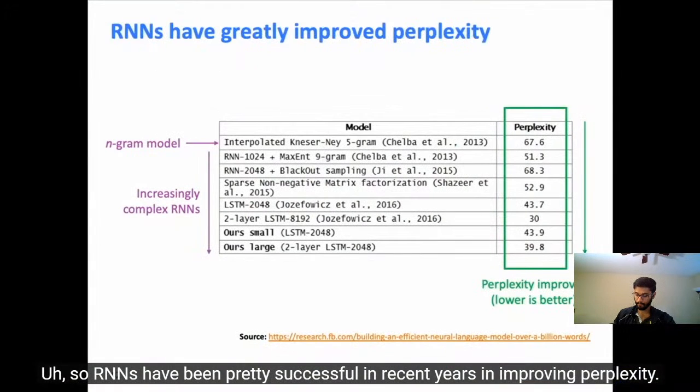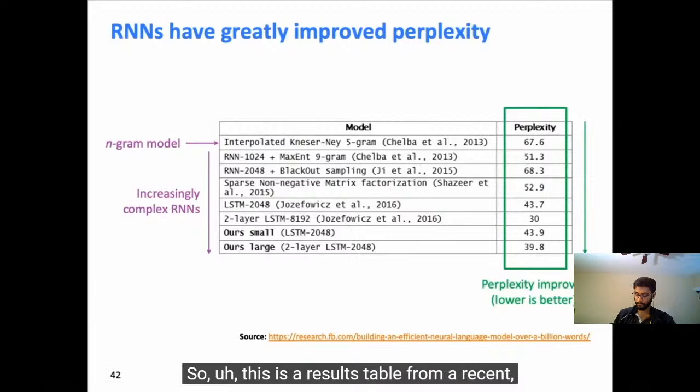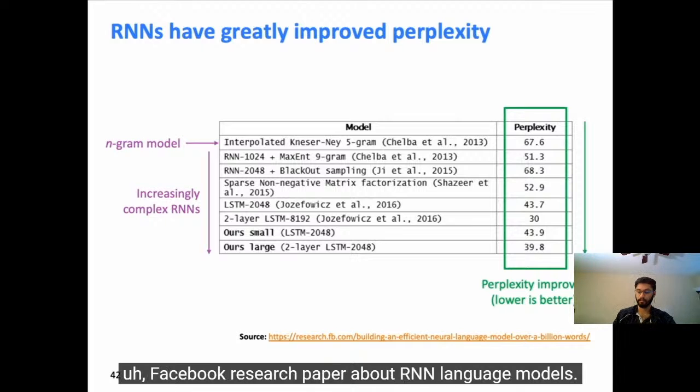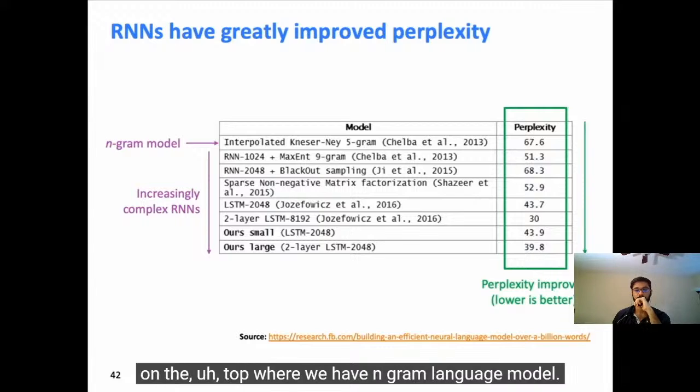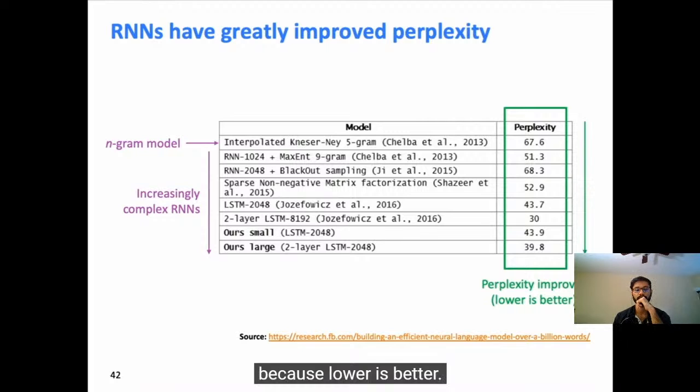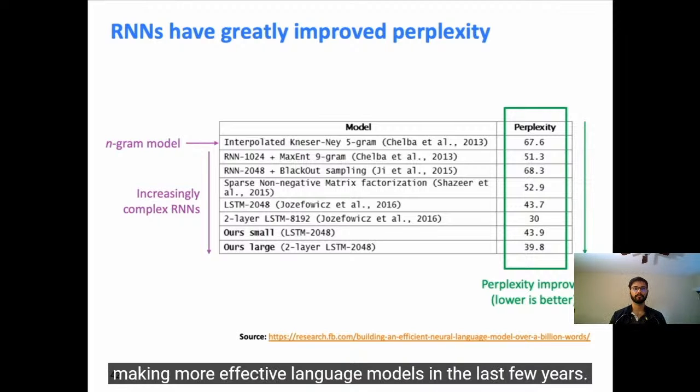RNNs have been pretty successful in recent years in improving perplexity. This is a results table from a recent Facebook research paper about RNN language models. You don't have to understand all of the details of this table, but what it's telling you is that on the top row we have an n-gram language model, and then in the subsequent rows we have some increasingly complex and large RNNs. And you can see that the perplexity numbers are decreasing, because lower is better. So RNNs have been really great for making more effective language models in the last few years.